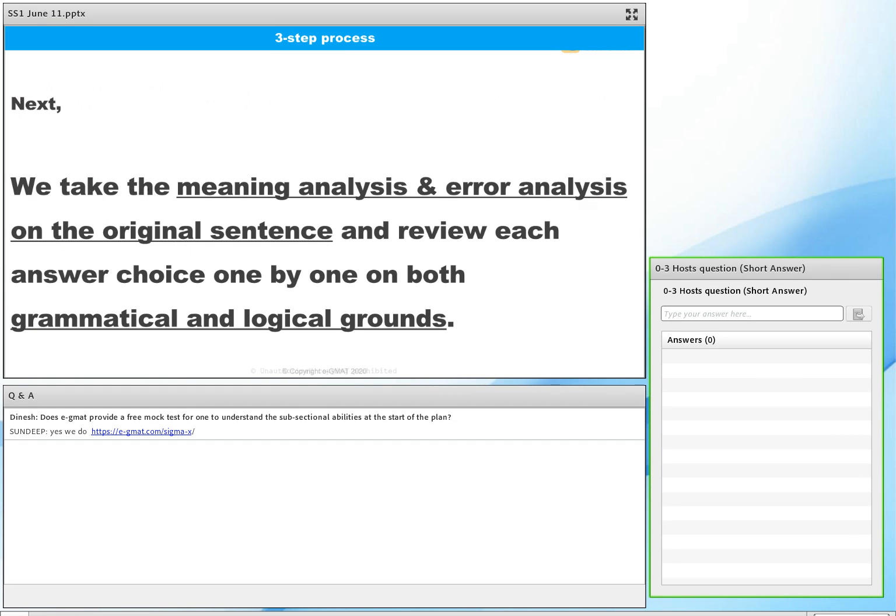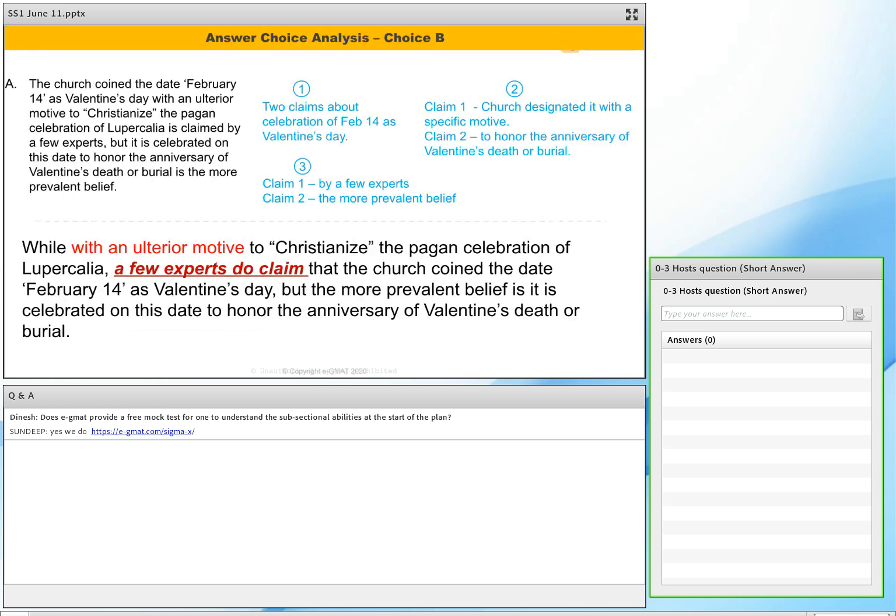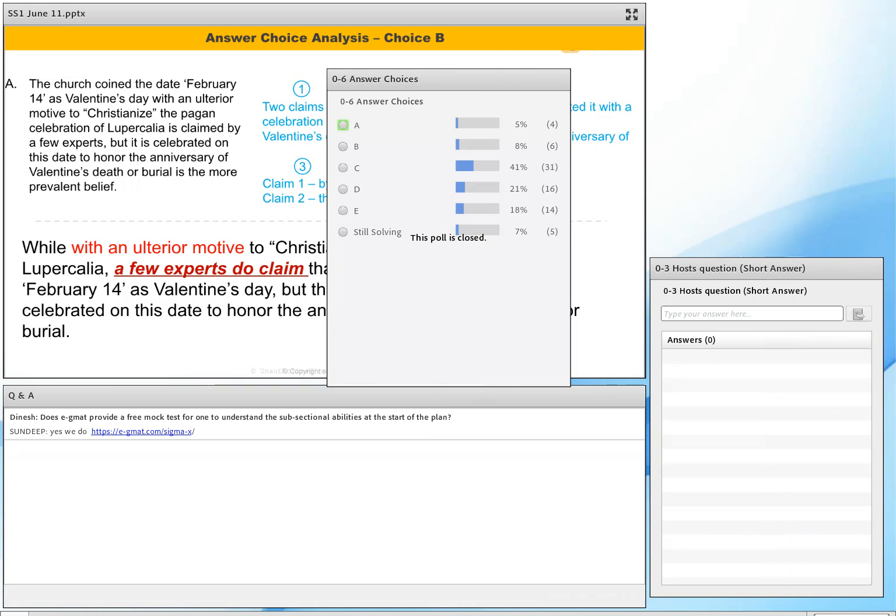Now that you've done this analysis on the original choice, let's analyze the various answer choices over here, and I'm going to show the poll that you guys had, how you polled over here, so that you know which answer choice you chose. So this is how you guys polled. I'm going to hide this once again.